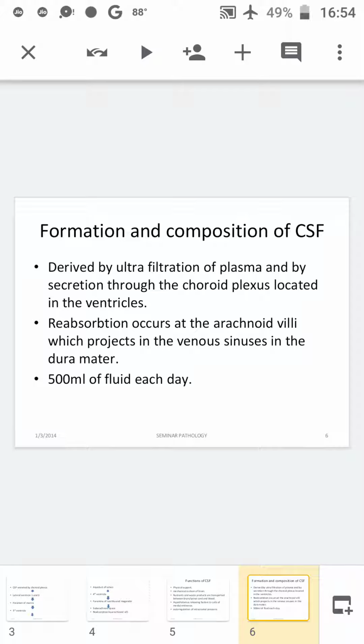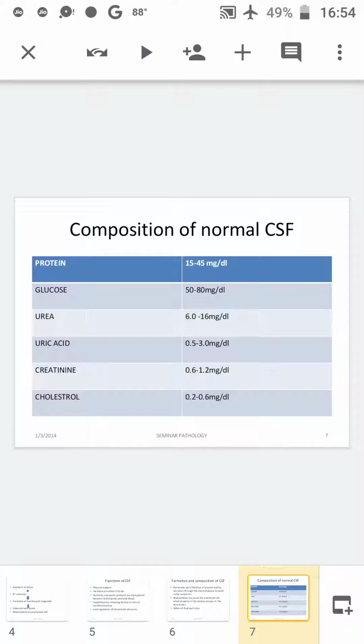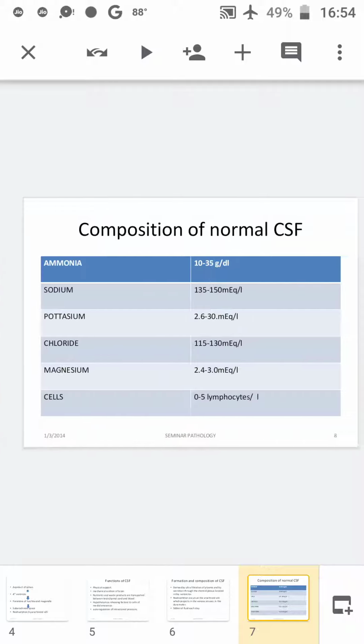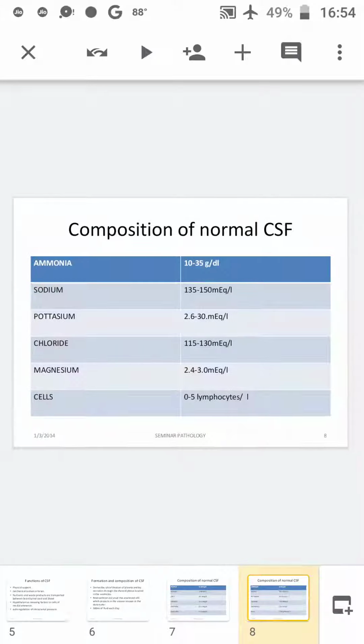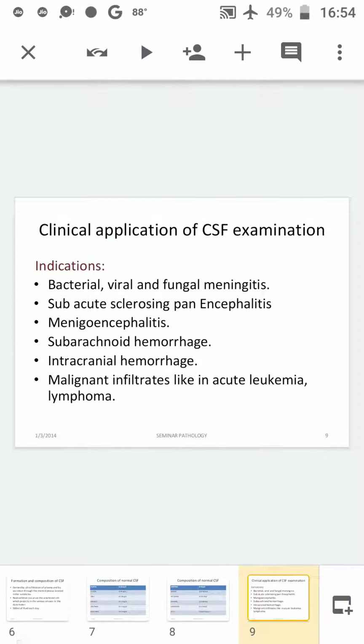Composition of the normal CSF. In normal CSF, mainly you have to remember protein and glucose. The normal reference range is 15 to 45 mg per deciliter for protein, and 50 to 80 mg per deciliter for glucose. And then coming to the cells, 0 to 5 cells are present in the CSF fluid and all should be lymphocytes.